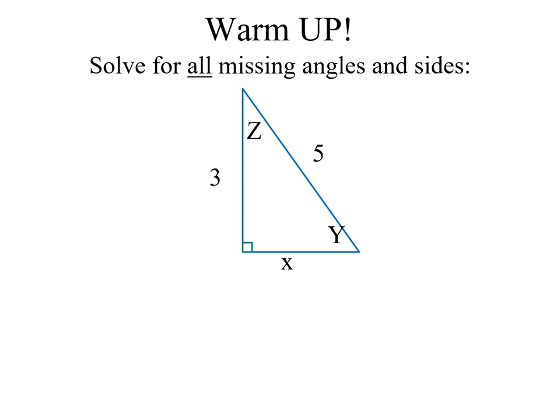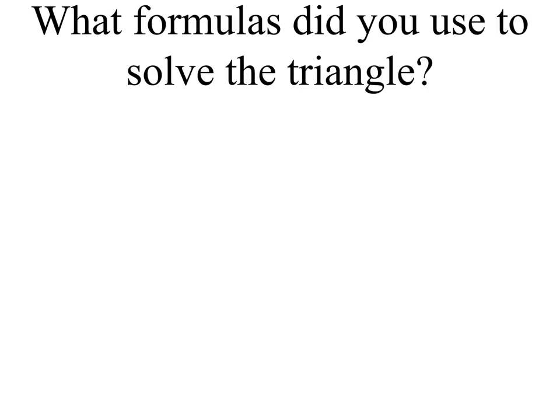We will solve for all missing angles and sides. Let me remind you how that is done by using the Pythagoras theorem. We know by now that this is a Pythagoras triple, so x equals 3. Then I'll use the trigonometric ratio to find z and y.